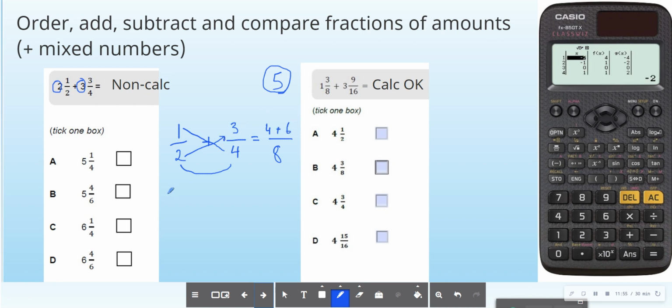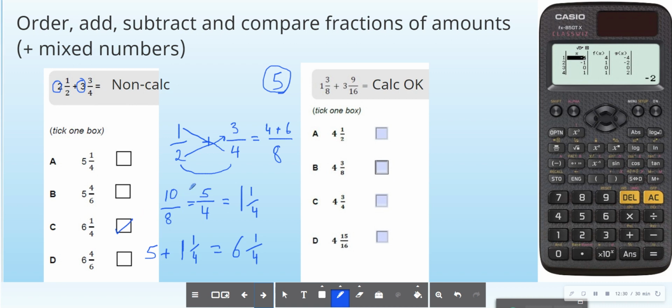We add those together, gives us 10 over 8, which we can simplify down by dividing by 2 to 5 over 4. This is an improper fraction, so we need to make it into a mixed number. We do that. We look how many 4s go into 5, which is 1. And the remainder is 1 over 4, 1/4 left over. Now I'm going to bring back this 5. So 5 plus 1 and 1/4. That gives me 6 and 1/4, which is C.